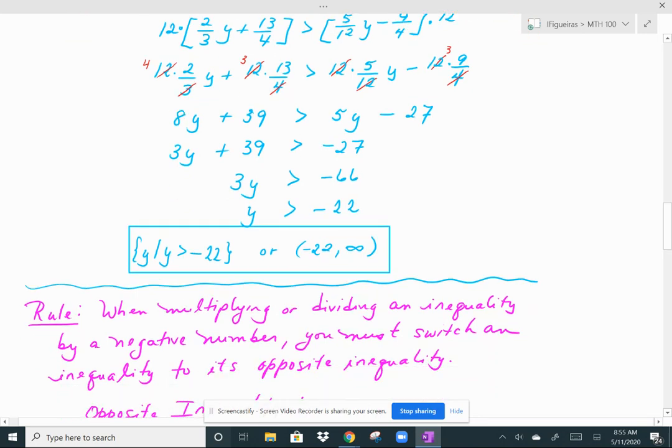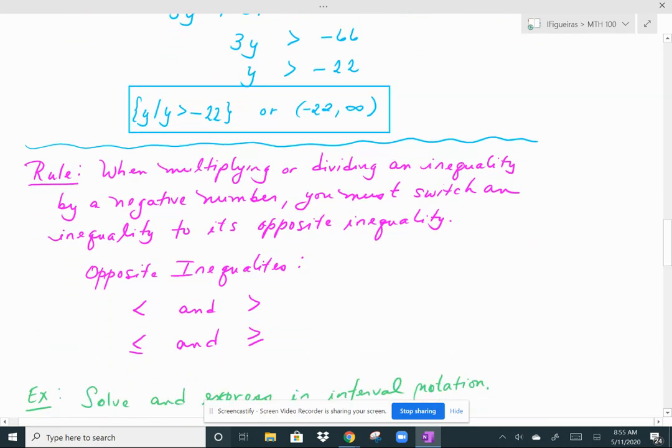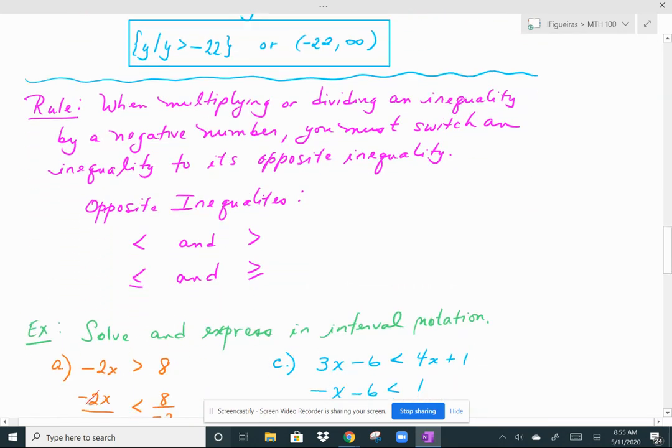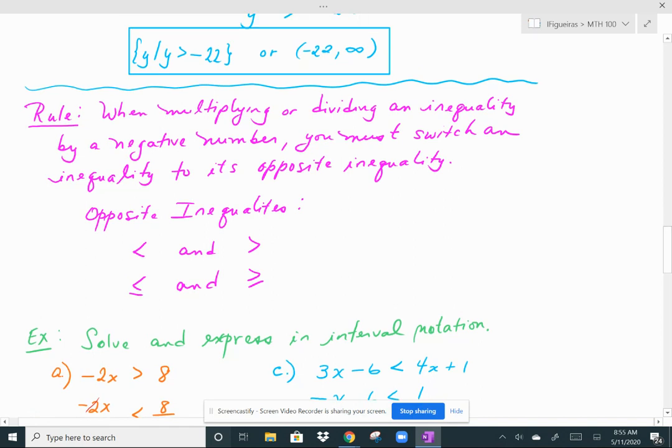Okay, so there'll be two rules dealing with inequalities, and this is the first one. When multiplying or dividing an inequality by a negative number, you must switch the inequality to its opposite inequality. So what are opposites? The first opposites are less than and greater than. This one being the less than symbol, and this one being the greater than symbol.